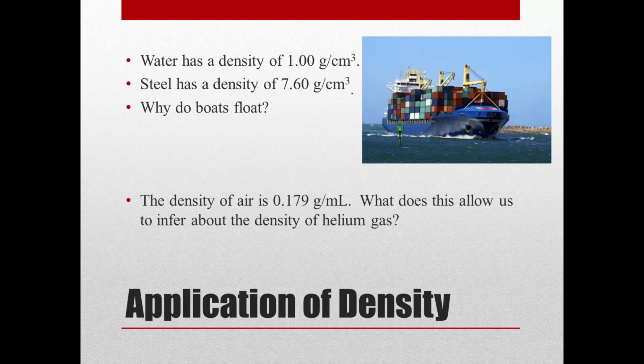A boat is shaped like this in profile. All of this is air, and air has a very low density. Matter of fact, the air's density is written right there, 0.179 grams per mil. Most of this boat is made of air. The air pockets in the boat make it less dense and allow it to float. It also allows us to know that helium gas, because helium balloons float, is less dense than air.